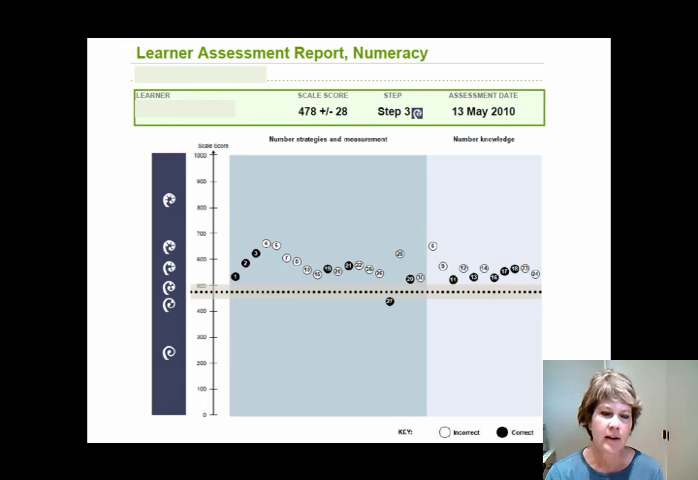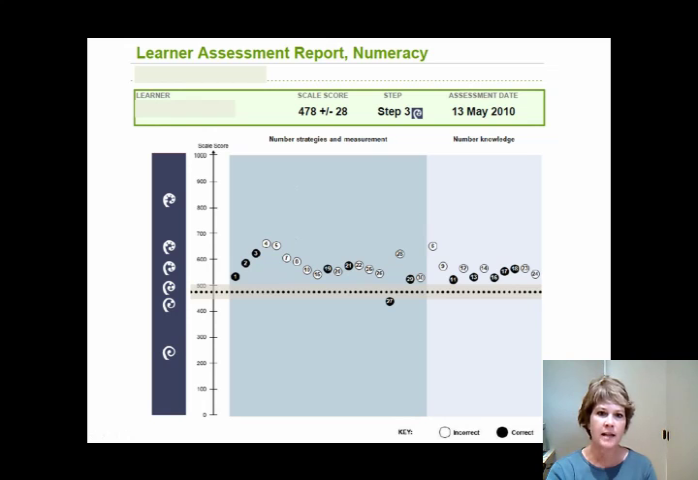As with any graph, when we look at a graph, we should be looking for trends and characteristics that we can glean some knowledge from. So for this scatterplot, notice that the black dots represent the questions that the learner answered correctly, and the white dots are the questions that they answered incorrectly.